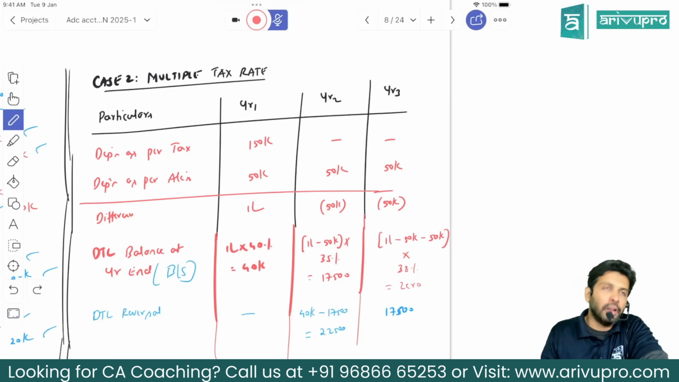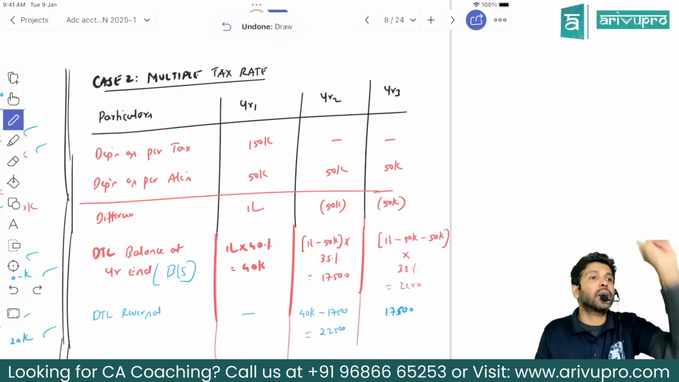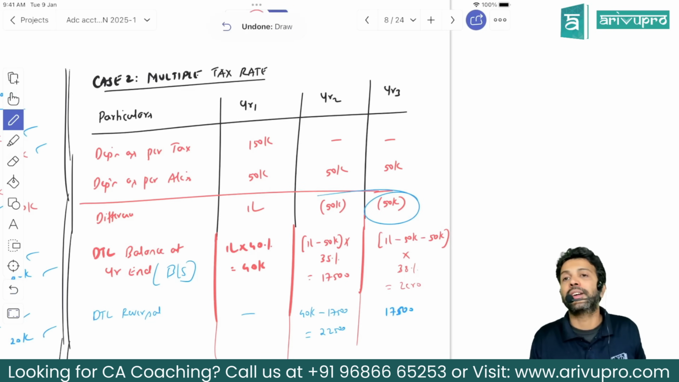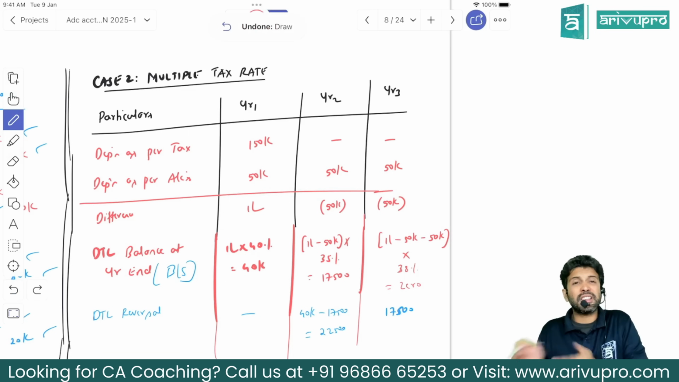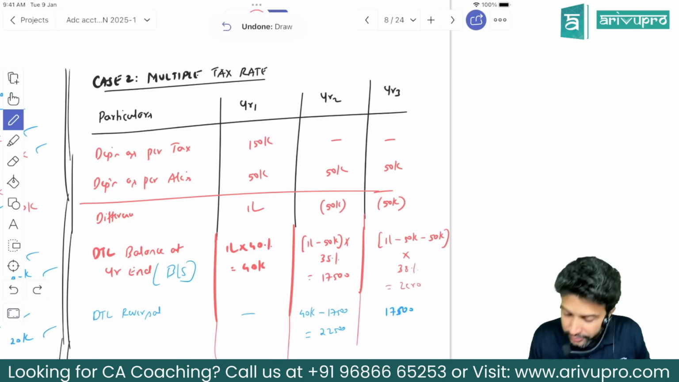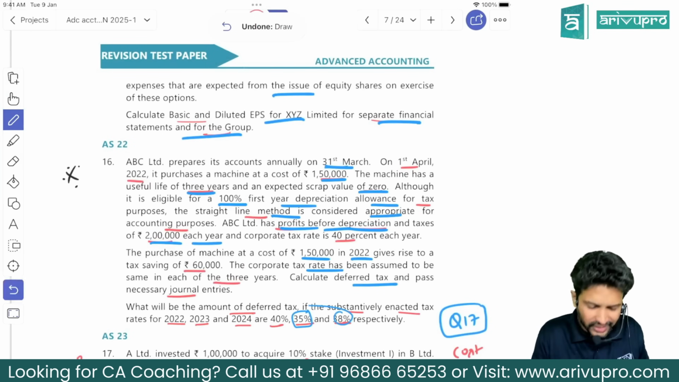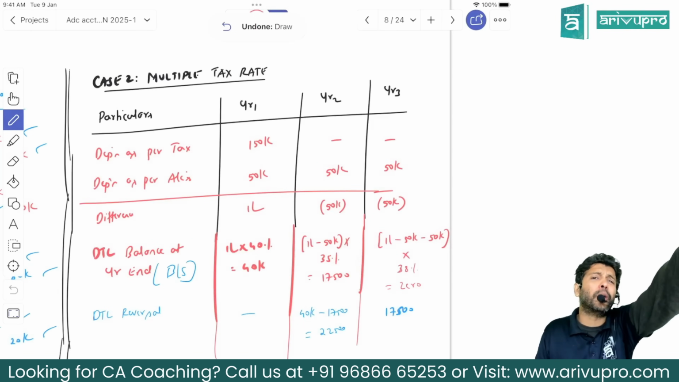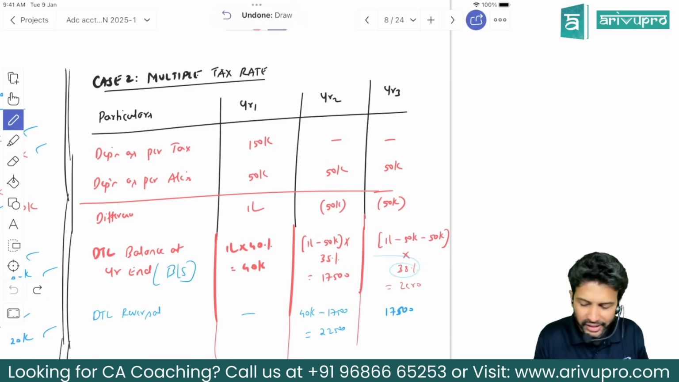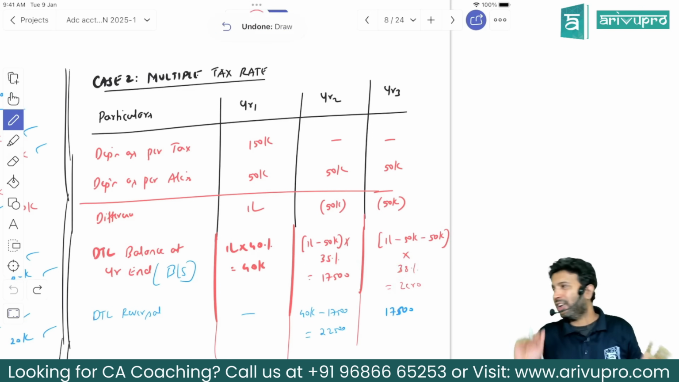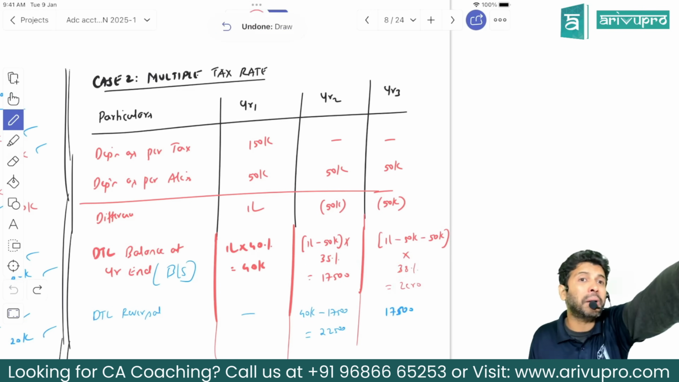Third year, again I'll tell you. How much was the difference in first year? 1 lakh. How much got reversed in second year? 50,000. How much got reversed in third year? 50,000. That means is there a difference or no difference? If the difference is 0, then the third year's tax rate may be anything, say 38%, but the difference is only how much? 0. 0 multiplied by 38% is how much? 0. By the end of third year, DTL balance should become 0.